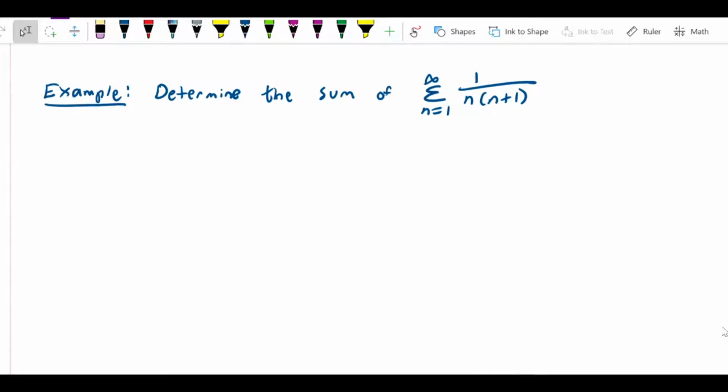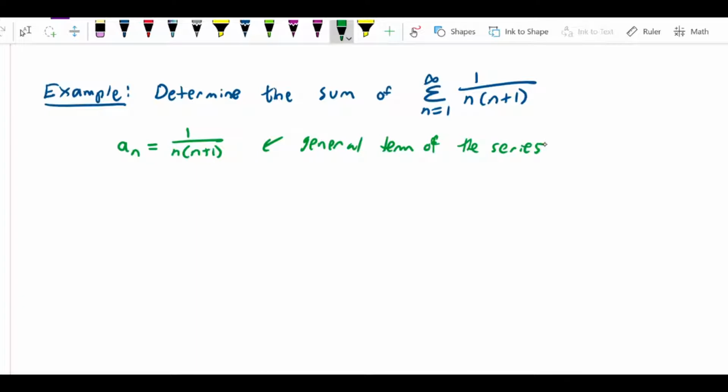So now that we know the definition of the sum of an infinite series, we're going to try to use it to calculate the sum of a particular series. So the example we'll do is determine the sum of the series 1 over n plus 1. So first of all, just to map this onto what we know, a_n is equal to 1 over n plus 1. This is the general term of the series.